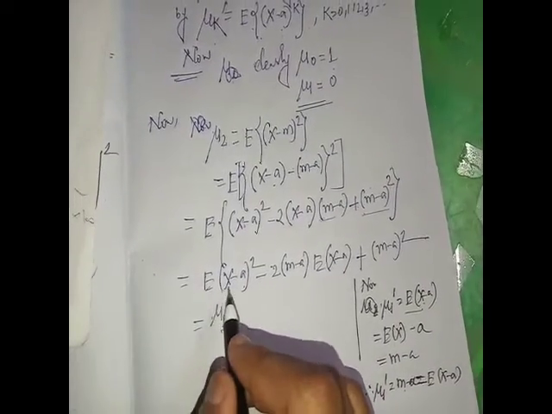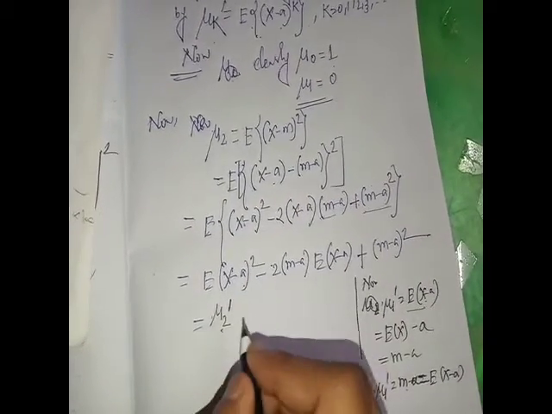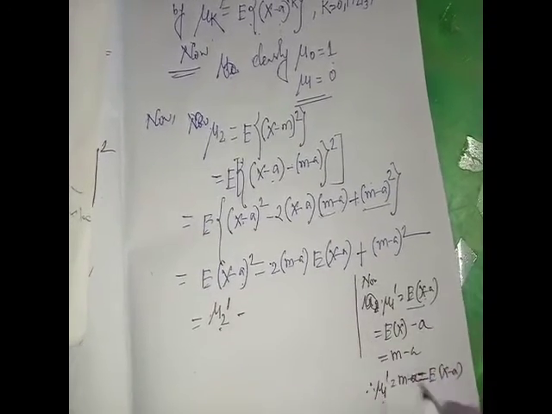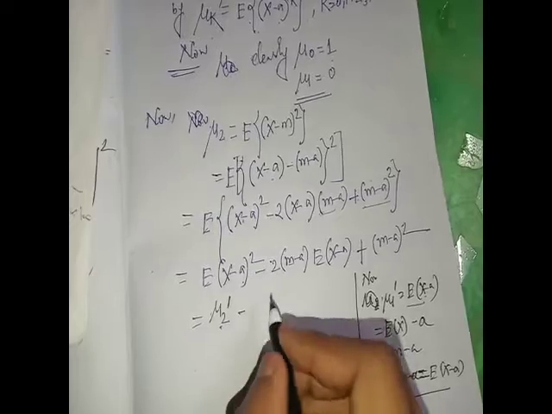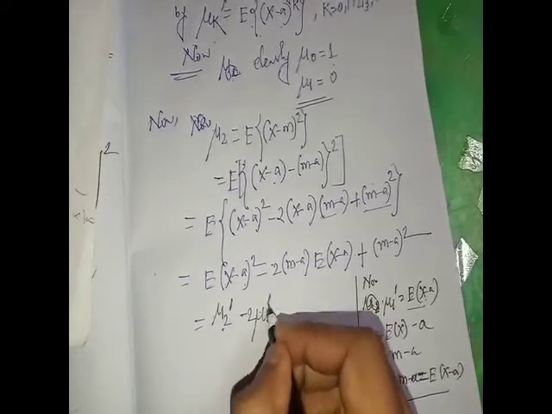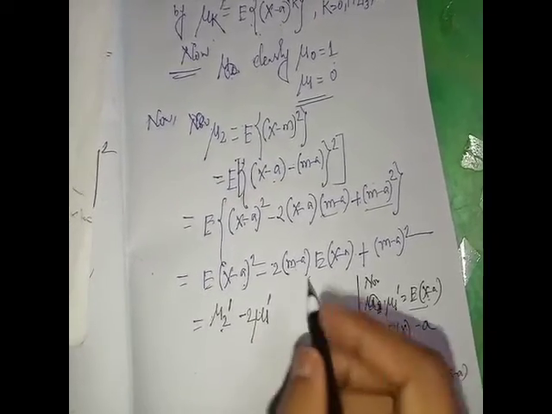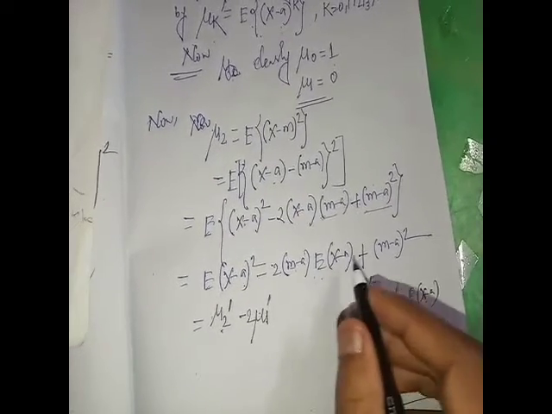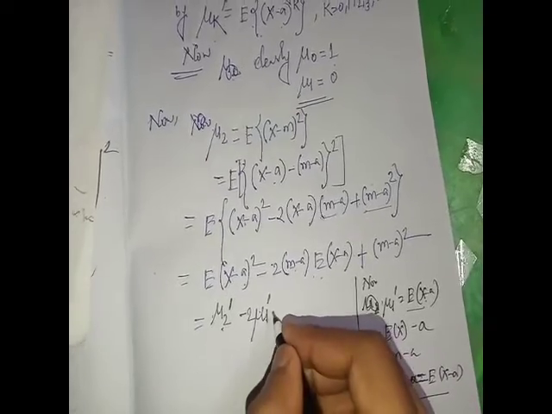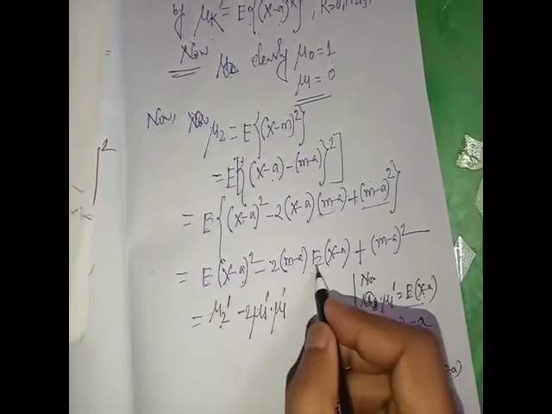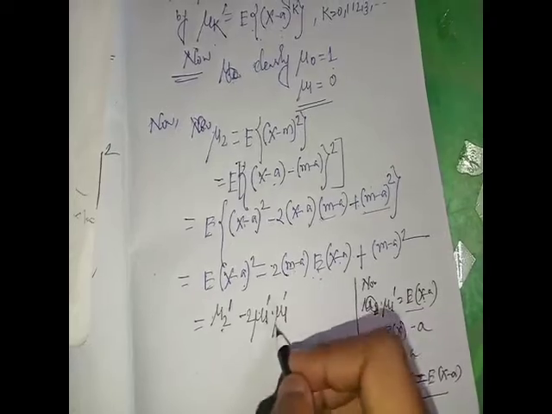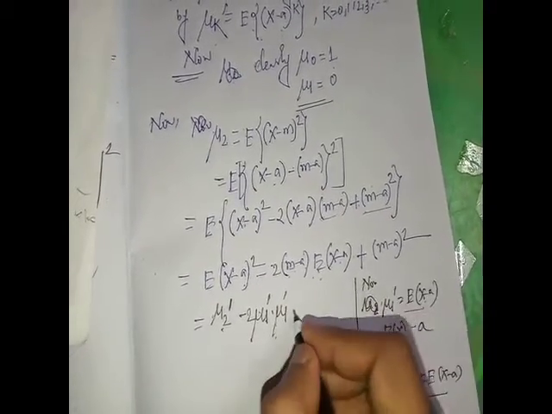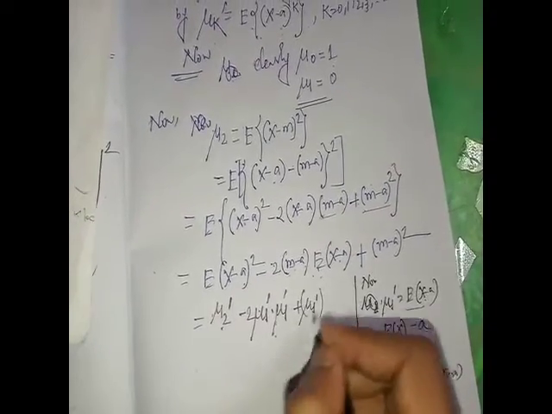So the expectation of (x minus a) whole square equals mu 2 dash. Then m minus a means mu 1 dash. So m 2 into mu 1 dash; expectation of x minus a means mu 1 dash into mu 1 dash. Expectation of x minus a is also mu 1 dash, and m minus a is also mu 1 dash. m minus a whole square means mu 1 dash whole square.